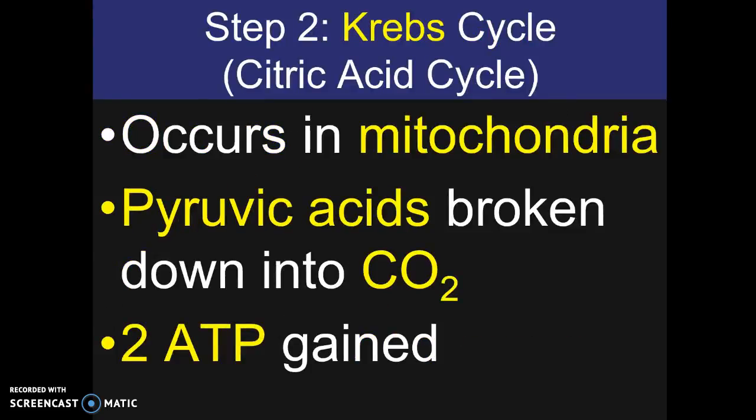Okay, step 2 occurs in the mitochondria. This is called the Krebs cycle, sometimes known as the citric acid cycle, but we'll mostly call it the Krebs. Those pyruvic acids that we just broke down are going to be broken down even further into carbon dioxide. So remember, in photosynthesis, plants needed carbon dioxide, but what do we do? Okay, maybe some of us already know this, but we exhale CO2. So we break down those pyruvic acids even further to CO2, and that's exhaled. During this process, we also gain 2 ATP. So right now, we're at a total of 4 ATP.